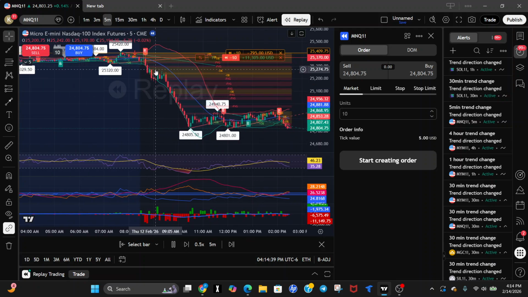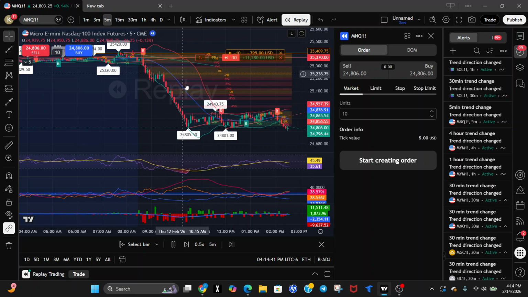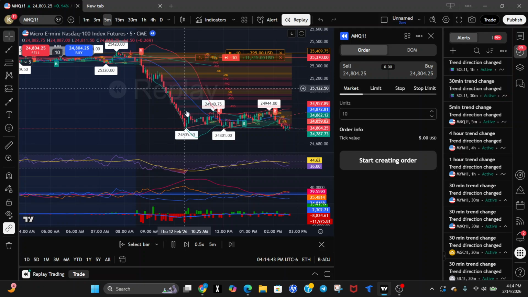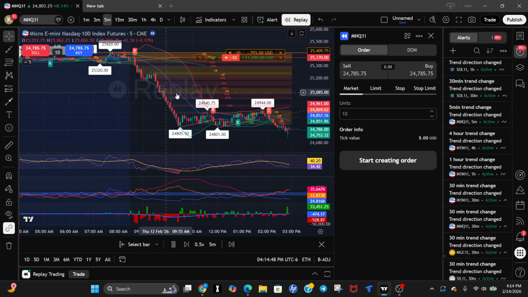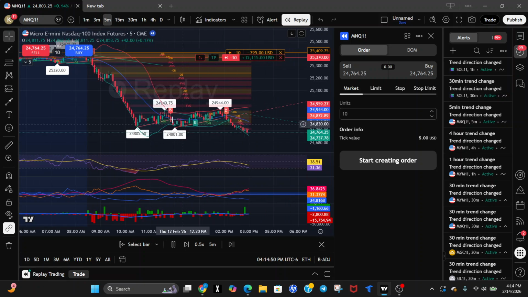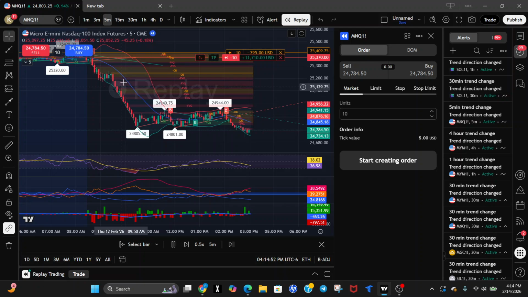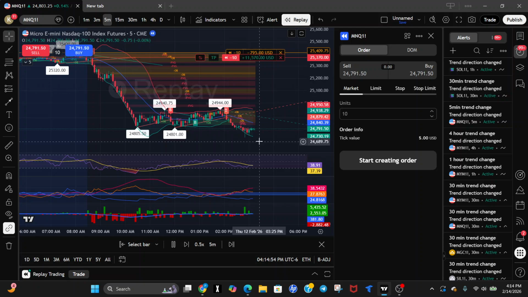As you can see, we formed so many order blocks and so many fair value gaps on the way down that there was plenty of entries on the way down. You could have entered off of any of these order blocks or any of these fair value gaps with obviously stops above them, stops either above the fair value gap or the order block.